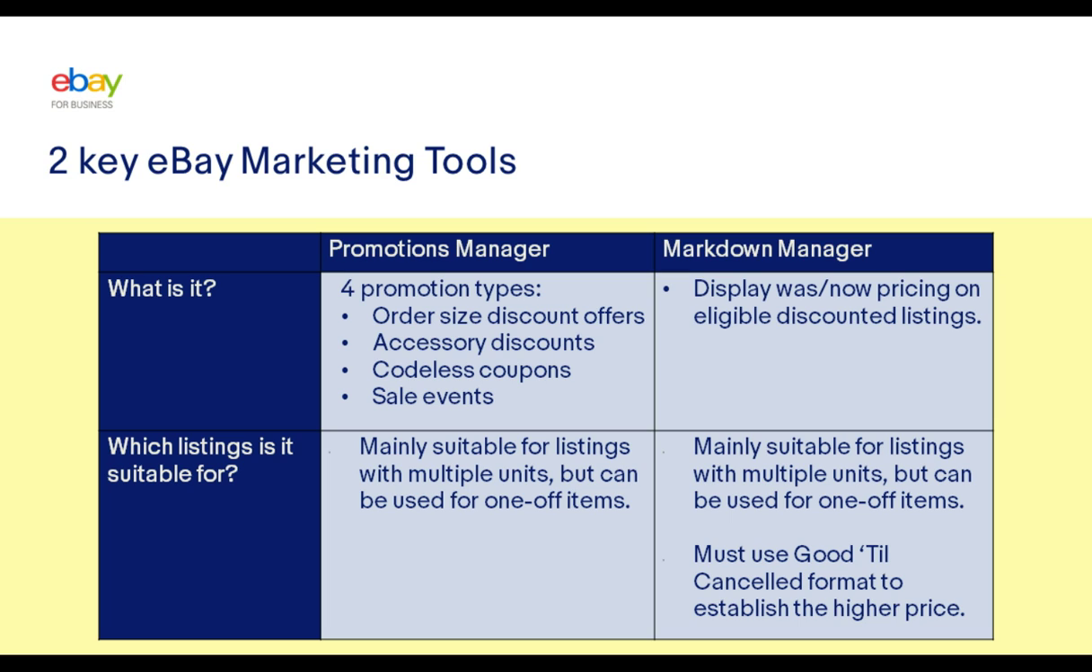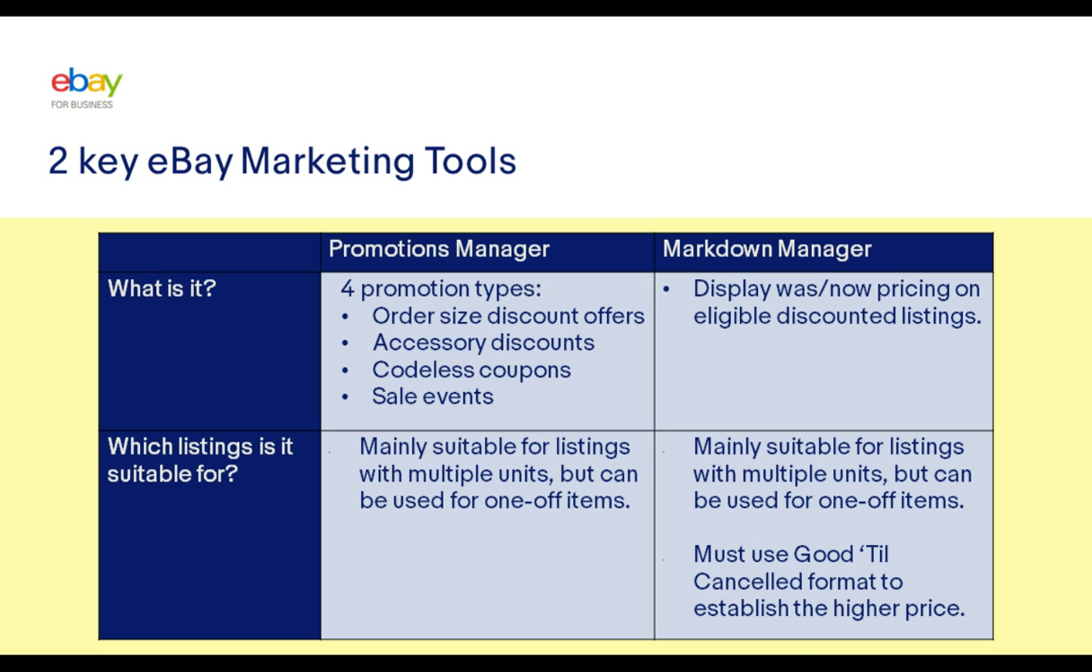So Promotions Manager as a tool is really suitable for listings with multiple units, but you can use it for one-off items. So people who are selling in the collectibles categories may have a collection of lots of different types of postcard. And while each of them might be a one-off, they can offer collectors of postcards a discount when they buy multiples from them. So that can be quite handy too, if you have buyers who like to collect, to get them buying everything from you.